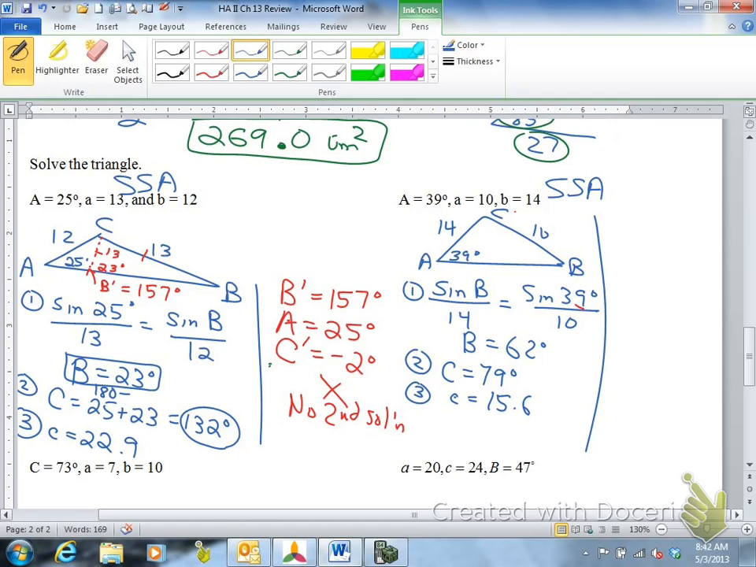Uh-oh, I'm running out of space. Second solution. So these are congruent. Angle B is 62 in here. So that means angle B prime, which is really angle A, B prime, C, would be 118. New angle C prime, which is really A, C prime, B prime, would be what? 23 degrees. And then what's the new measurement for C? It should be less than 15. Yes, 6? So be careful about this one. You have two solutions.